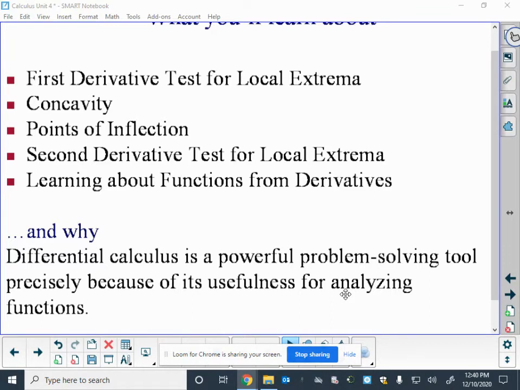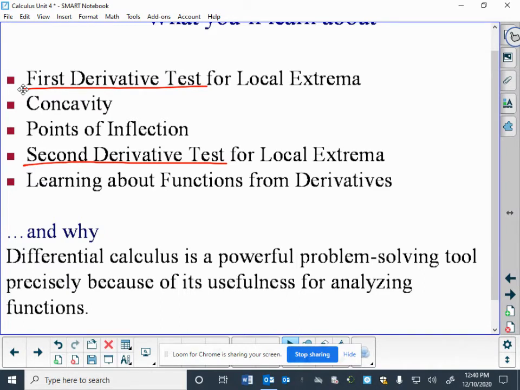We're going to look at lesson 4.3, which will include the first derivative test for local extrema. We'll talk about what is meant by concavity and points of inflection. We've got the first derivative test here. We will talk about what the second derivative test is and when we should use one, when we should use the other one. And then we will maybe get to learning about functions from their derivatives.